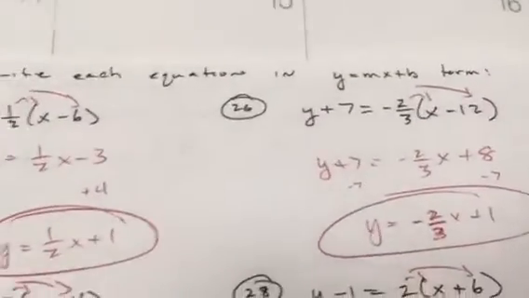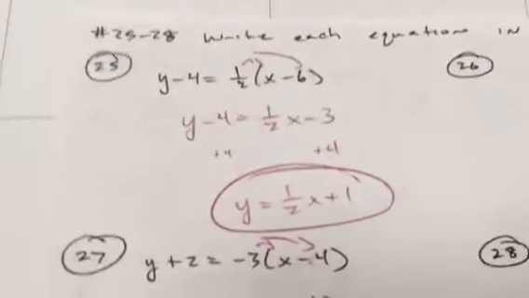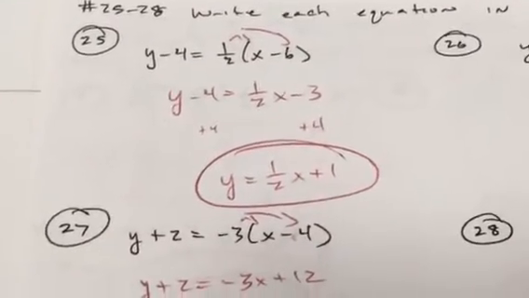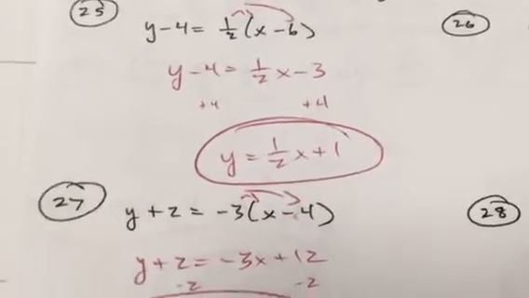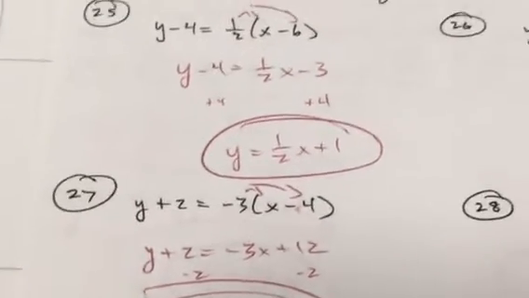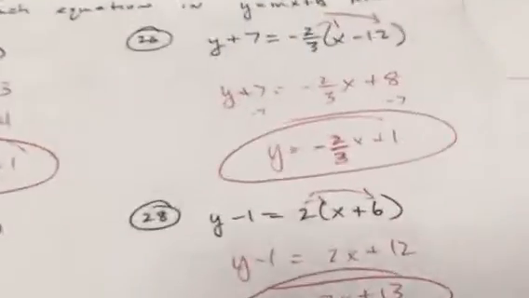Take a look at this page here. Write each equation in y equals mx plus b form. So you're going to distribute the 1/2 to the x and the negative 6. You get 1/2 x minus 3, then do the opposite of negative 4. Add positive 4 to both sides to get your final answer.